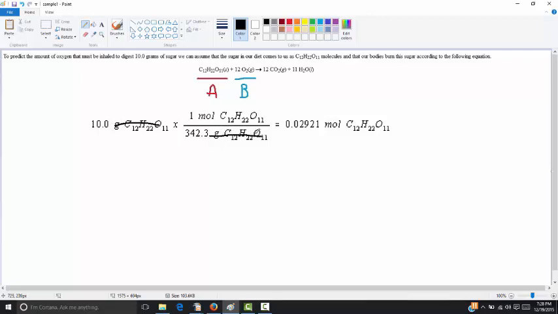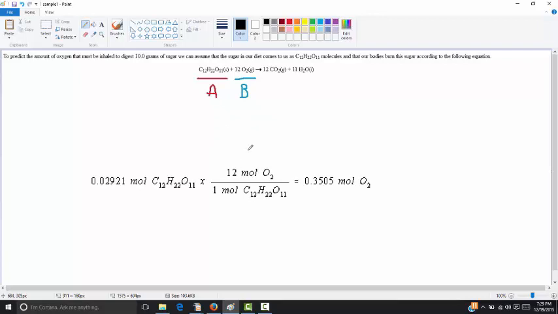So what you're left with is 0.02921 moles of sugar. That's how much 10 grams of sugar will give you. Alright, that's the first part. Now you need to take this and do a mole comparison. Starting with the value we just found, 0.02921 moles of sugar.